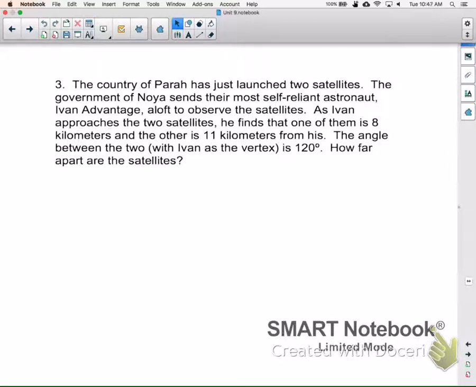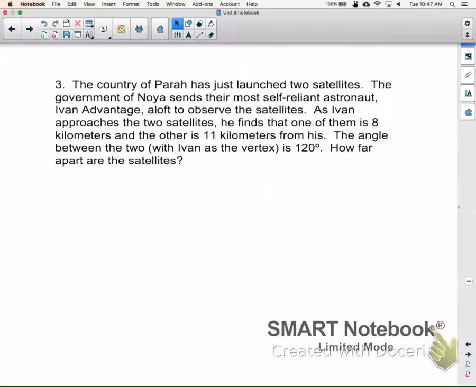This country has launched their 2 satellites. We've got an astronaut going up, Ivan the astronaut. As he approaches the 2 satellites, he finds one of them is 8 kilometers and the other is 11 kilometers from him. The angle between the 2 with Ivan as the vertex is 120 degrees. How did I know that this was a law of sines, law of cosines problem? It's not what kind of triangle? A right triangle. Clearly because of the angle that they've given to me.